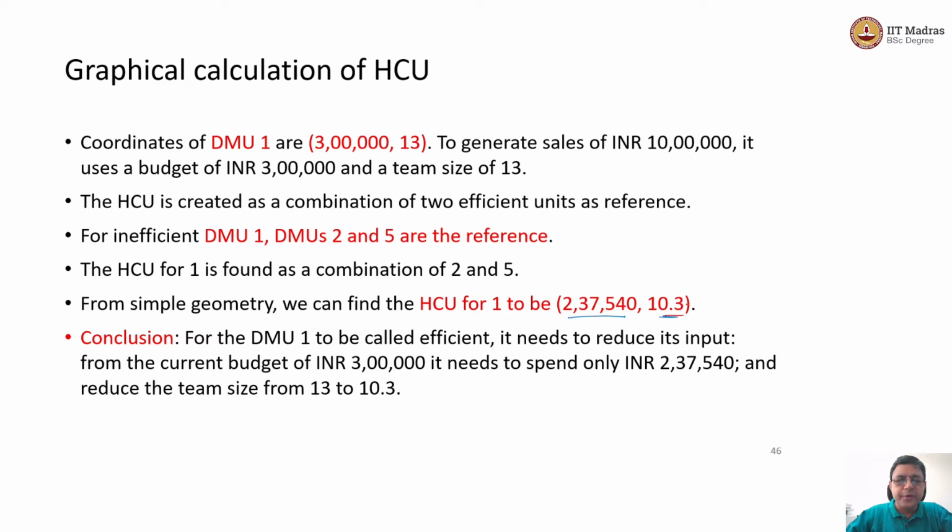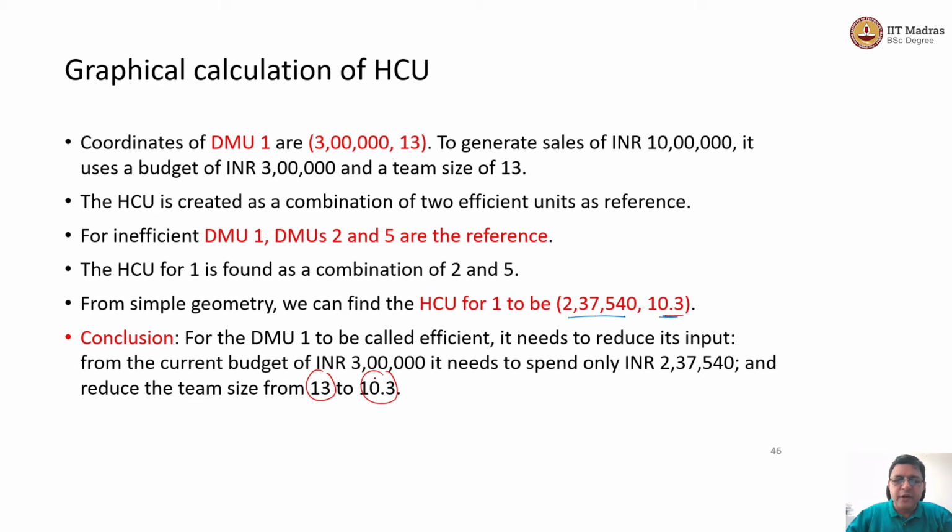And it also needs to reduce its sales team, which is currently at 13, to about 10.3. Now, let's not worry about the practicality of this. How are you going to have a sales team of 10.3? You can either have 10 or 11, right? So let's not worry about that. Let's say that input 1 is reduced from 300,000 to 237,540. Input 2 is reduced from 13 to 10.3, right?